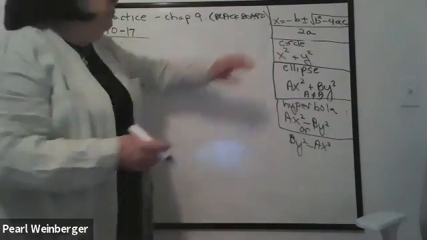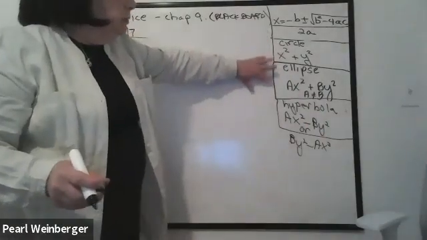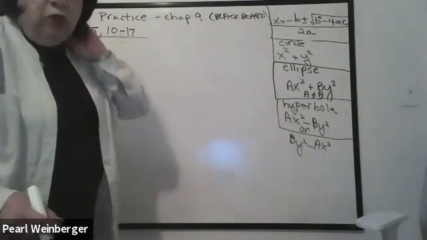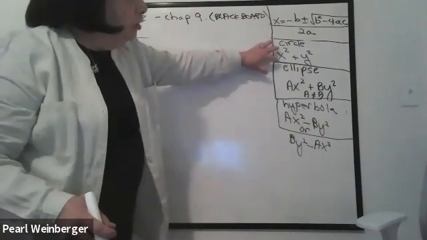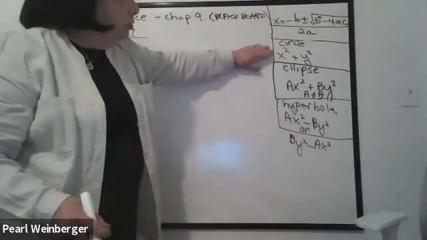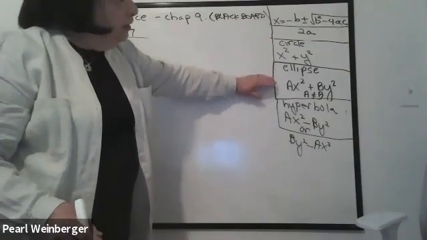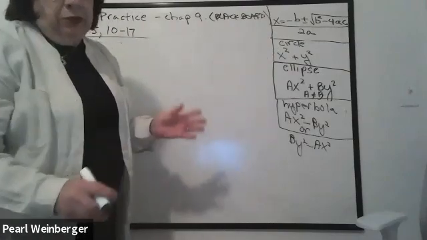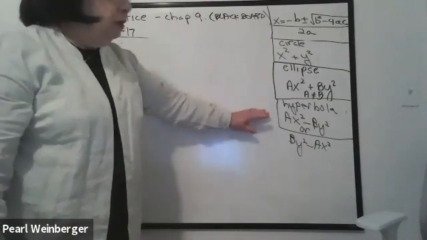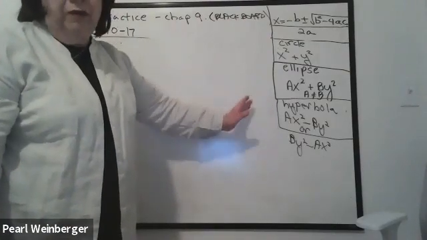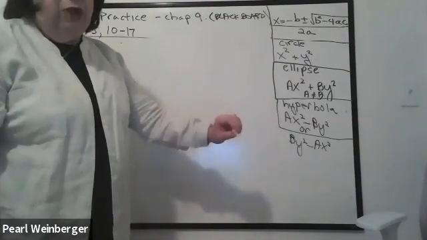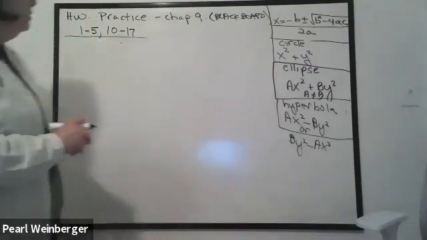But if you notice, in both the circle and the ellipse, not only did we have x squared and y squared terms, but we also knew that the coefficients were always positive. In the circle, they both had to be 1. In the ellipse, they were different numbers, but they were positive. When it comes to a hyperbola, we're going to have one of the coefficients being positive and one being negative.